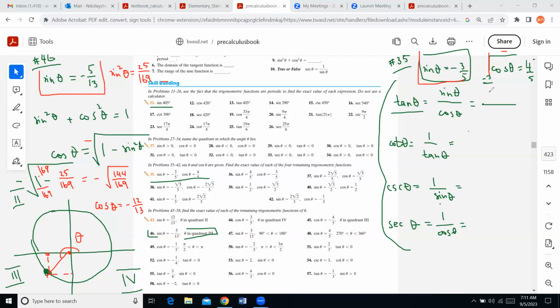So this be minus 5 over 13 divided by cosine that we just found, which is 12 over 13, also is negative. And then 13s will cancel, negatives also will cancel, so you get just 5 12ths, right?